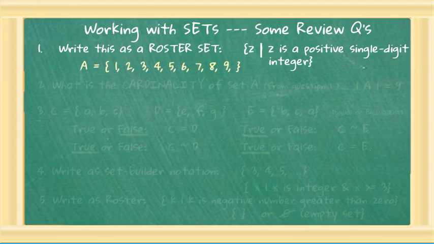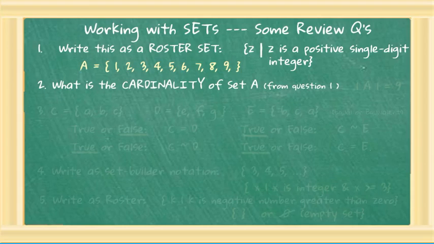Okay, good. Let's try another one. What is the cardinality of set A, referring to question 1? Do you remember what that means? Sure, the cardinality of a set is how many elements are in that set. So set A has a cardinality of 9. Here's how we write it: A inside straight lines that look like absolute value lines, and the cardinality of A is 9.